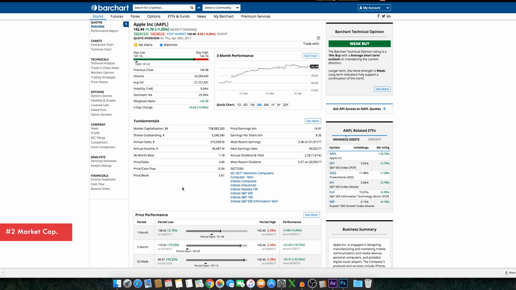On the market cap. The market cap is the price you have to pay to own the entire company through purchasing 100% of its shares. So it's taking the share price of the company and multiplying it by how many shares outstanding there are.